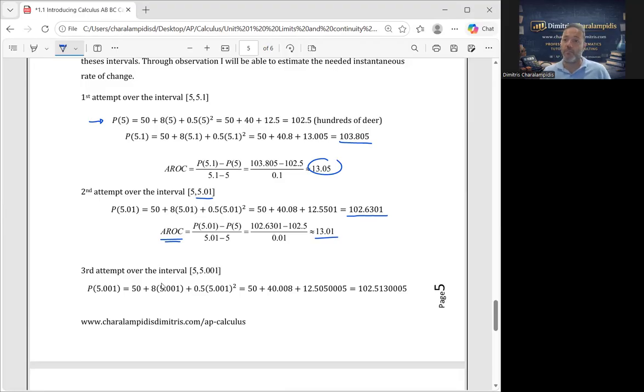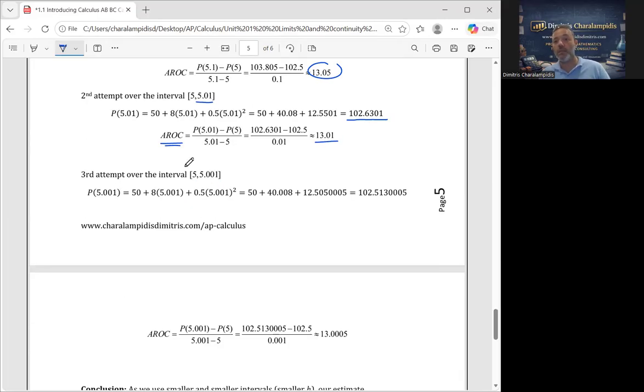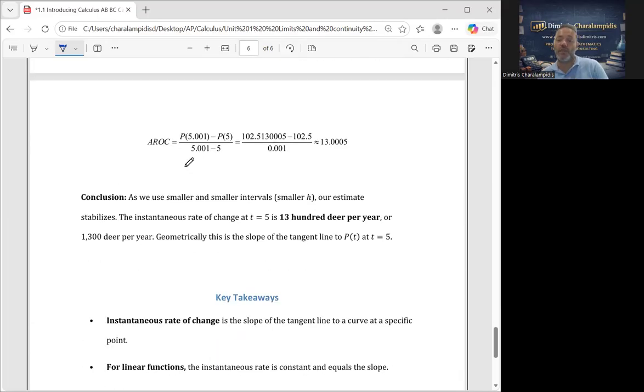I did not stop there, but I had a third attempt as well. This time in an even smaller interval from 5 to 5.001. But the process remained the same. I was calculating P(5.001) and then recalculating the average rate of change over this smaller interval. I found it to be 13.0005.